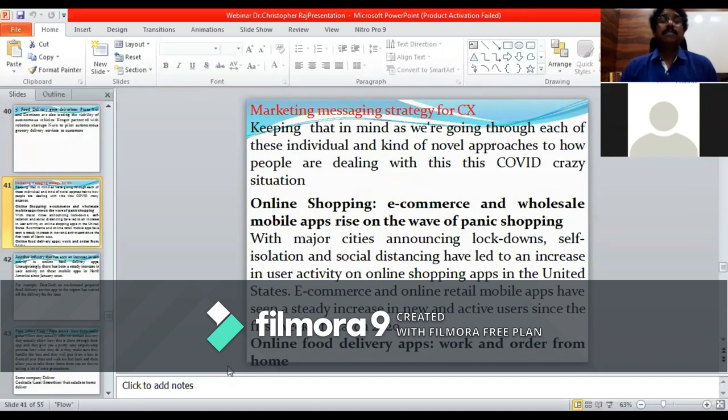So, marketing message strategies for consumer experience. Keeping in mind that we are going through each of these individually, and a novel approach to how people are dealing with this COVID crazy situation. Online shopping, e-commerce, and wholesale mobile apps rise on a wave of panic shopping. With major cities announcing lockdowns, self-isolation and social distancing have led to an increase in users' activity on online shopping apps. In the United States, e-commerce and online retail mobile apps have seen a steady increase in new and active users since the first week of March 2020.